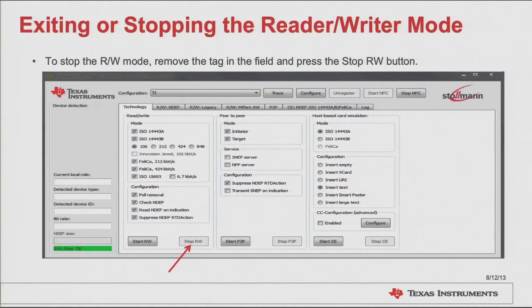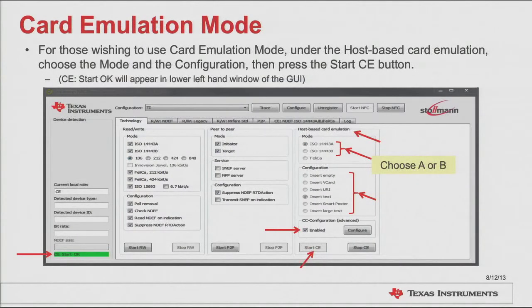The TRF7970A is capable of emulating a Type A or Type B card at 106 kilobits per second. In the next set of slides, we are showing how this is demonstrated using the host stack and the embedded MCU library together. This NFC mode is being used for a variety of applications where larger tag sizes are needed.